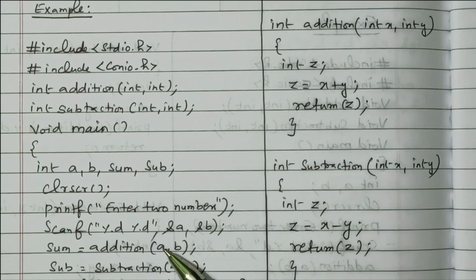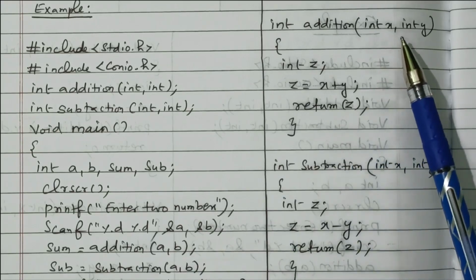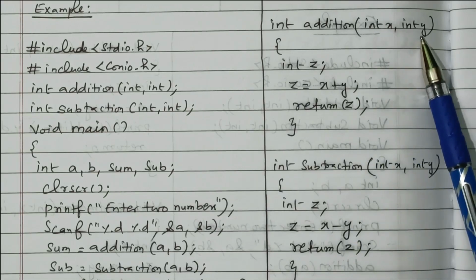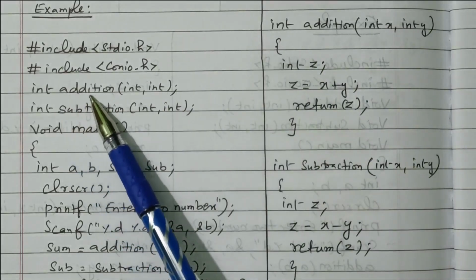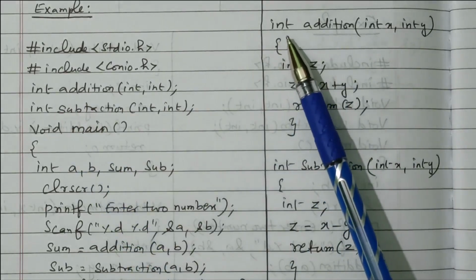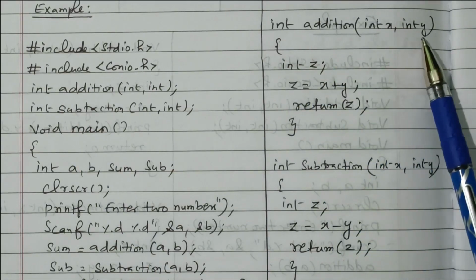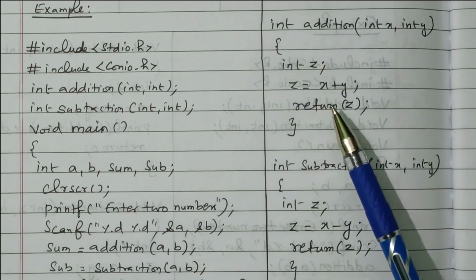This A and B is the actual parameter. Here X and Y is the formal parameters. The value of A will be stored in X, value of B will be stored in Y. So here integer we already declared, so same thing is available here. The integer return type, function name addition, integer X comma Y. So the name itself, addition, means we are going to add these two values.